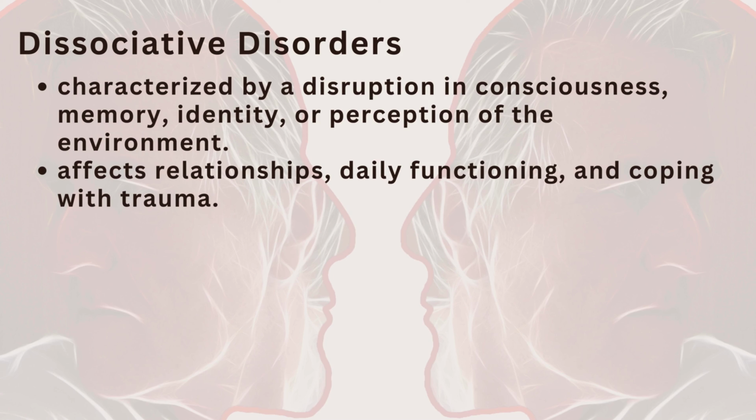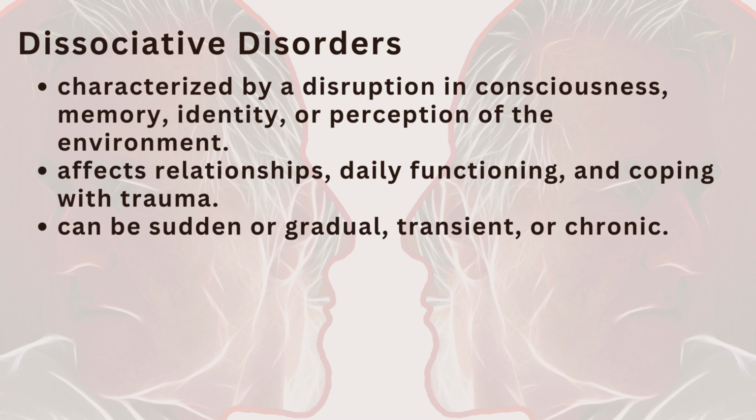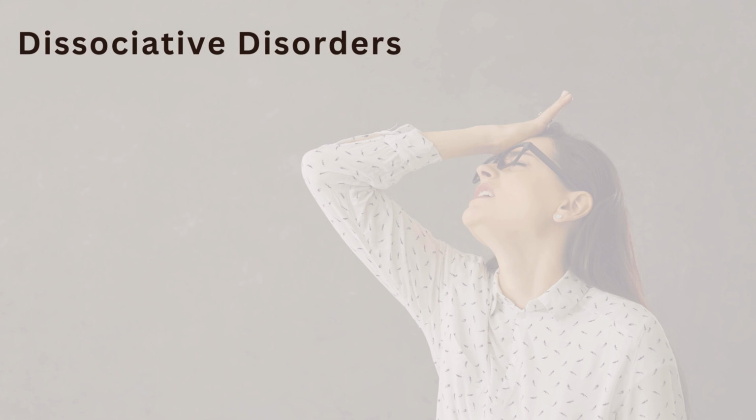For example, a person might suddenly forget personal information or feel as though they are watching themselves from outside their body. In severe cases, individuals may even develop entirely separate identities. The onset of these disorders can be sudden or gradual, and they may last briefly or become chronic. Now let's take a look at the different types of dissociative disorders.